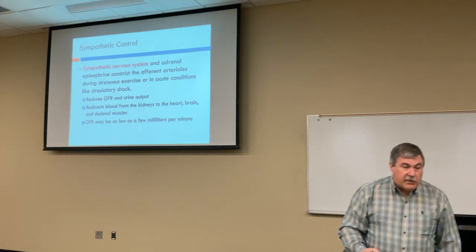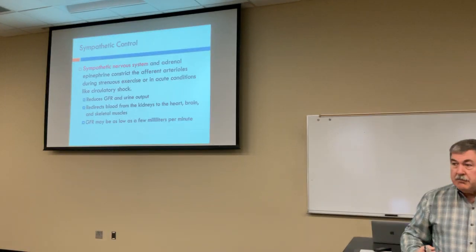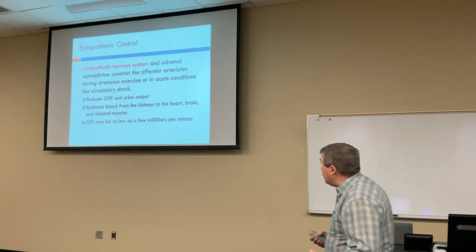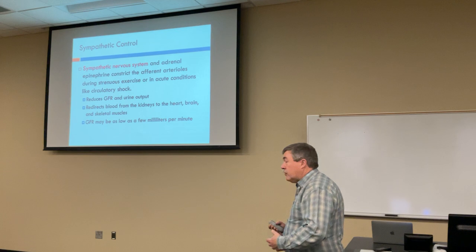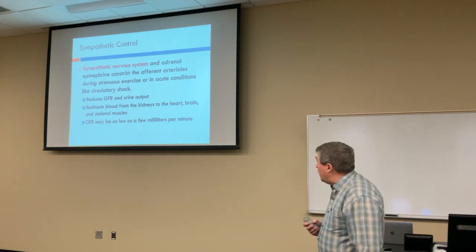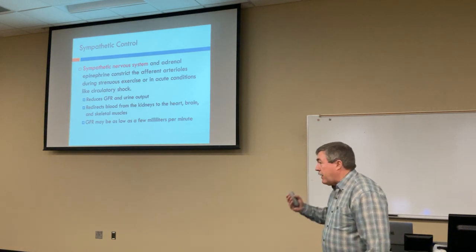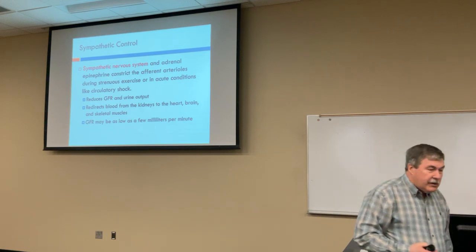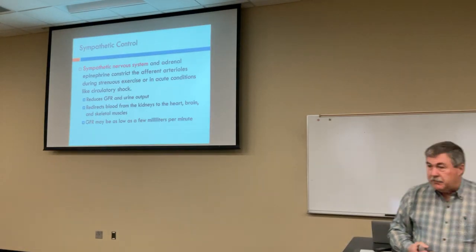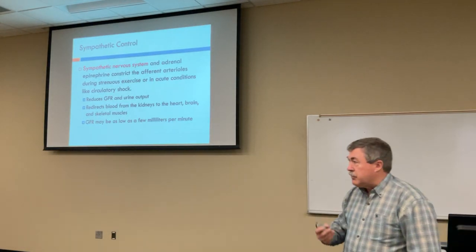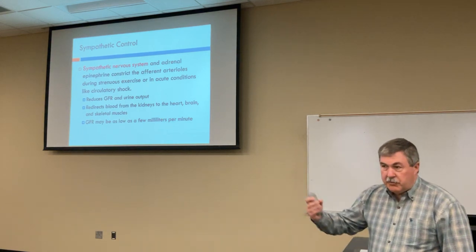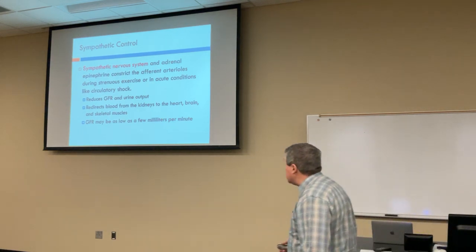But if you decrease GFR, you can divert blood to the brain, to the heart, also to the muscles, to avoid that from happening. But you don't want that to happen for too long, because if it did, then urea is going to start building up in the blood, and it's going to start building up to toxic levels.